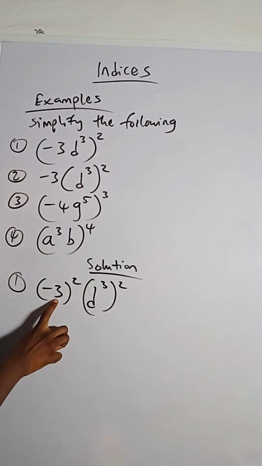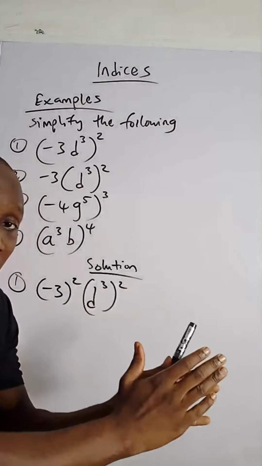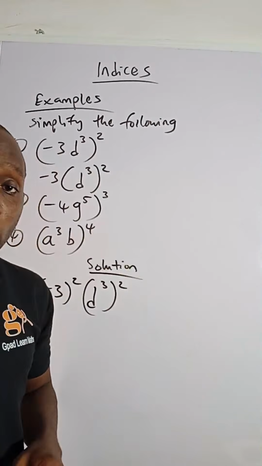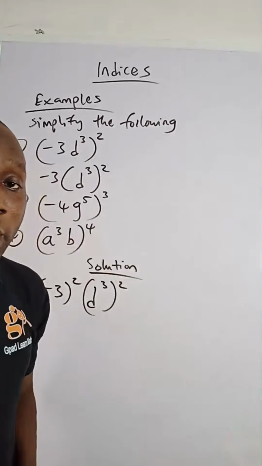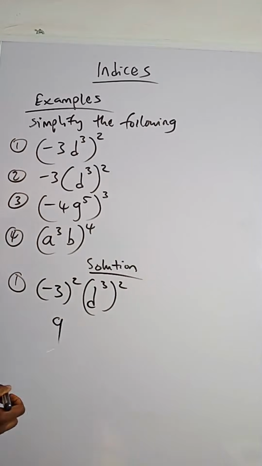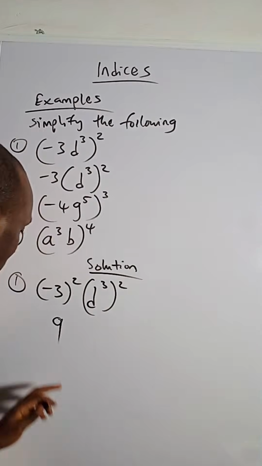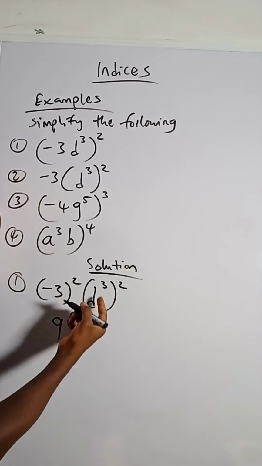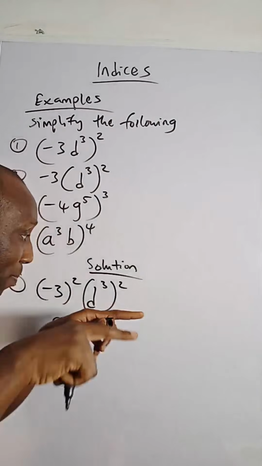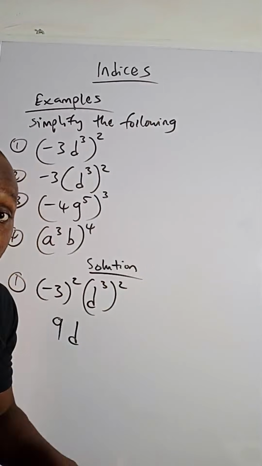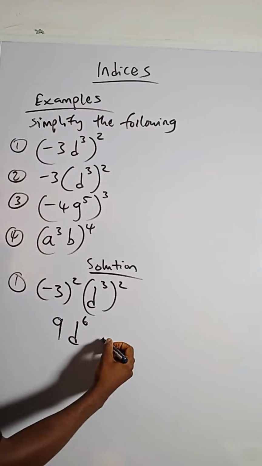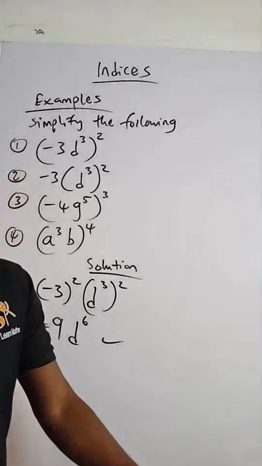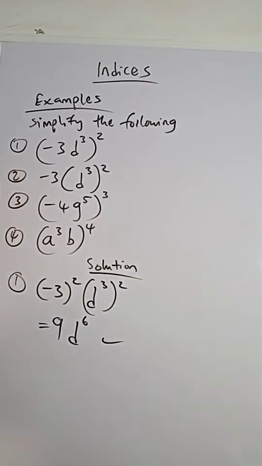Hope that makes sense. Minus 3 raised to the power of 2 means minus 3 times minus 3. So minus times minus is plus. 3 times 3 is what? 9. So this is 9 already. Hope you are flowing with what I'm doing here. And then you have d. Again, you know, this power of a power rule. And 3 times 2 is what? 6. So you have raised to the power of 6. This right here is your answer. 9d raised to the power of 6. How does this make sense?